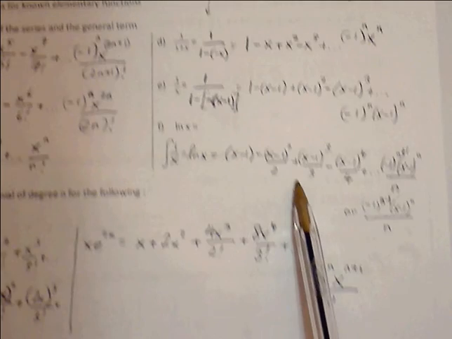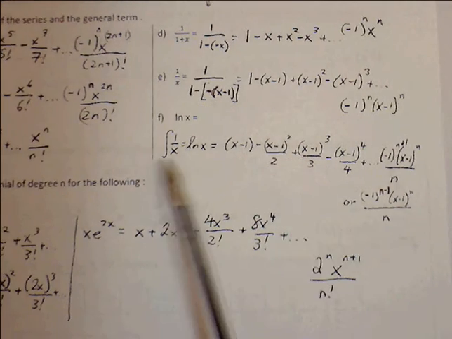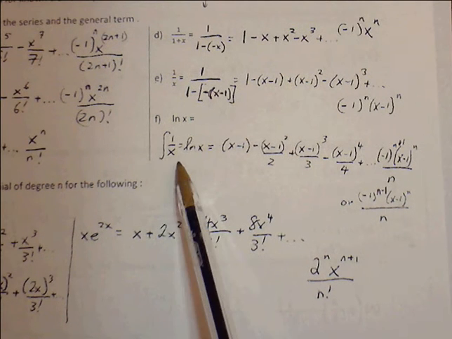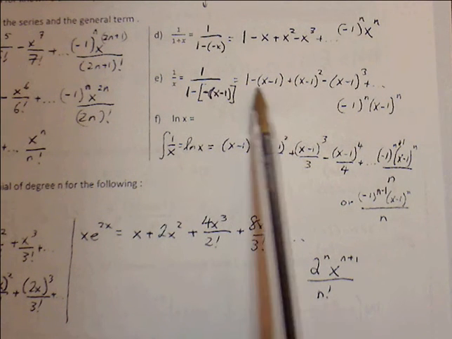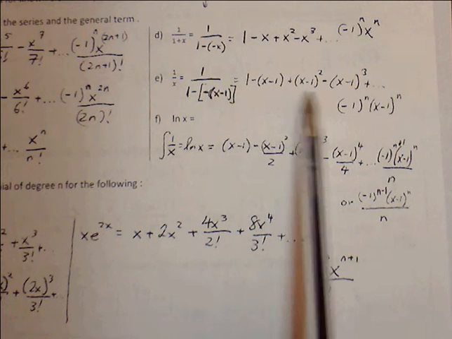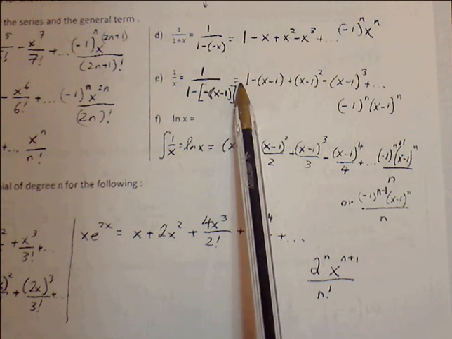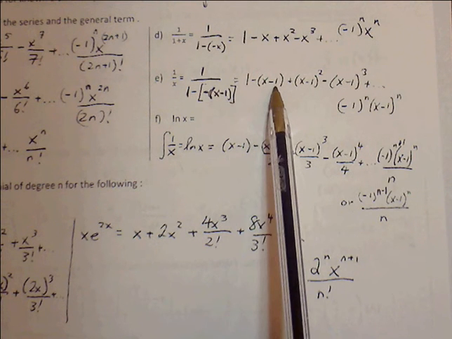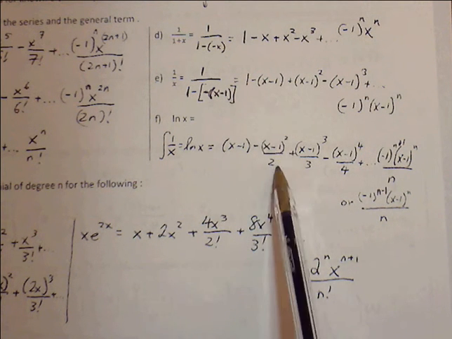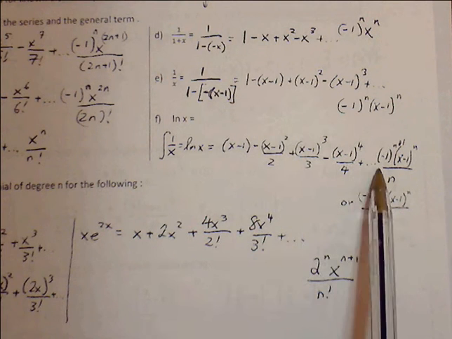Natural log of x, we can think of natural log of x as the integral of 1 over x. So the integral of 1 over x is simply just going to be the antiderivative of the series that we just found here. So the integral of 1 would just be x minus 1, becomes x minus 1 squared over 2, and then so on and so forth.